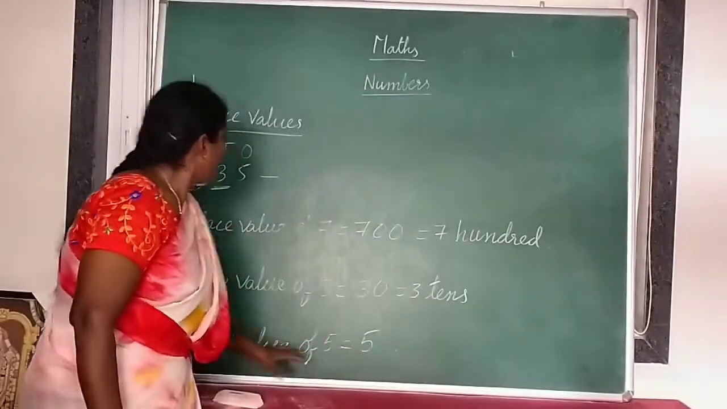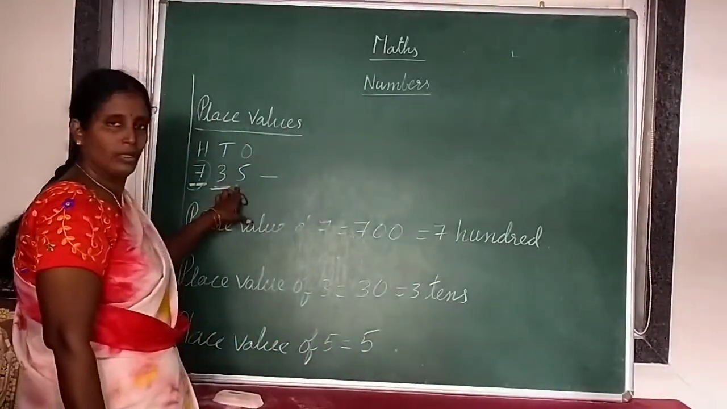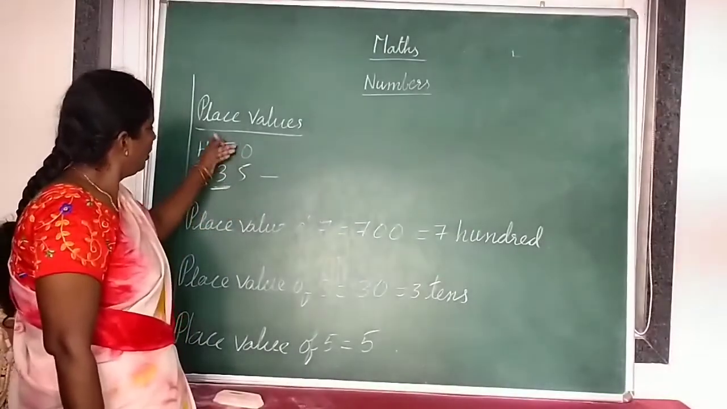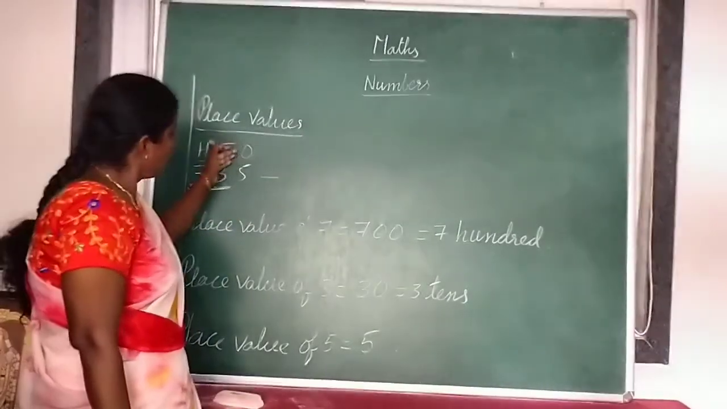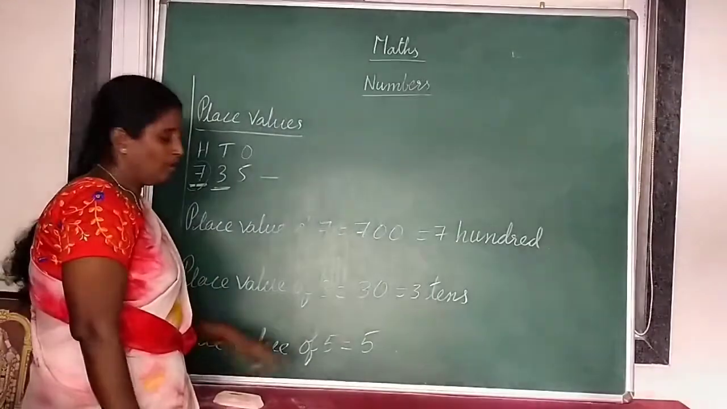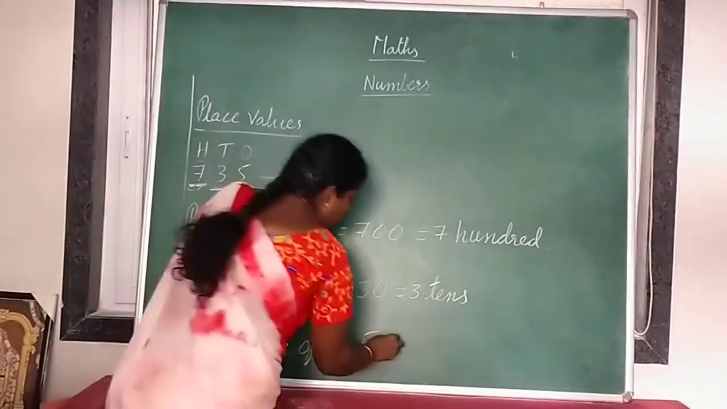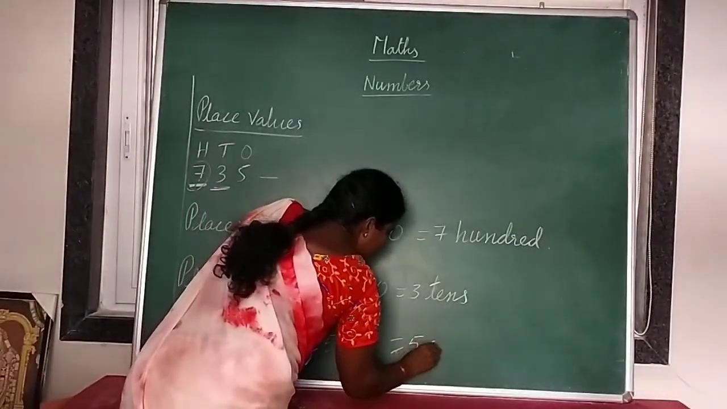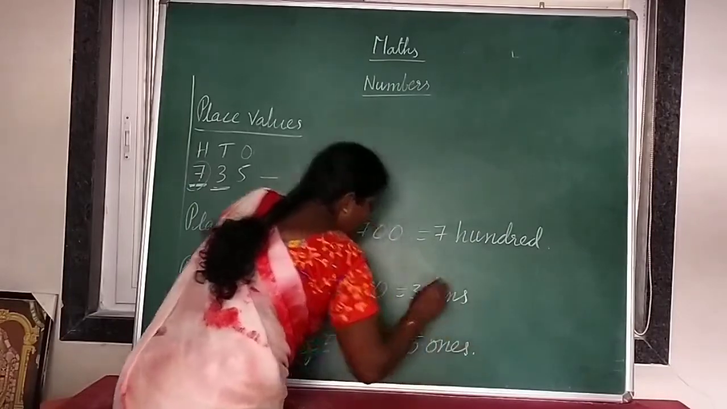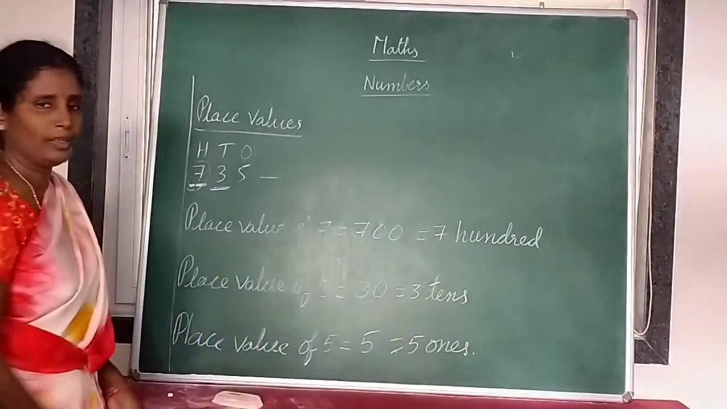3 in tens place. So place value of 3 is 30 or 3 tens. Next, what is the place value of 5? 5 in which place? Ones place. So place value of 5 is 5 or 5 ones. 5 ones. Understood? Next.